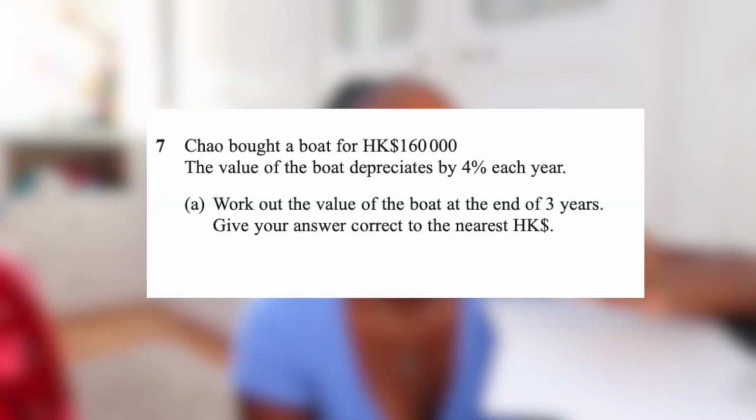7, Chow bought a boat for 160,000 Hong Kong dollars. The value of the boat depreciates 4% each year. Work out the value. I can't keep saying I can't do it, but realistically, I cannot do it. I'm so sorry, I just can't. Okay, let's sit up and let's get this right. 4% each year. So we're gonna do 160,000 times 3? No, times 4.